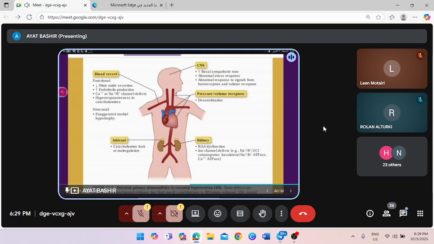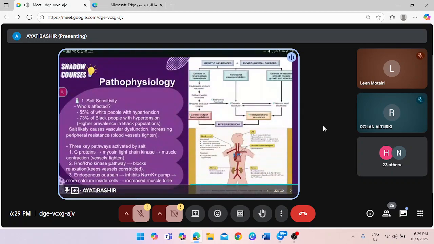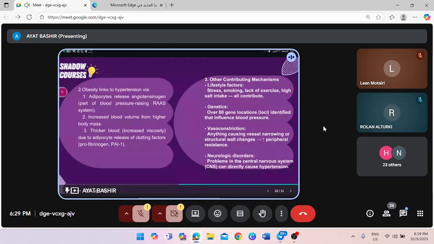Yes, I think we have covered this. Okay, this is the first one in the pathophysiology of the blood pressure. The second thing we can say, obesity is linked to hypertension by three main pathways. Adipocytes release angiotensinogen, part of the blood pressure-raising RAS system. As we said, when angiotensinogen is released, it will increase the blood pressure.